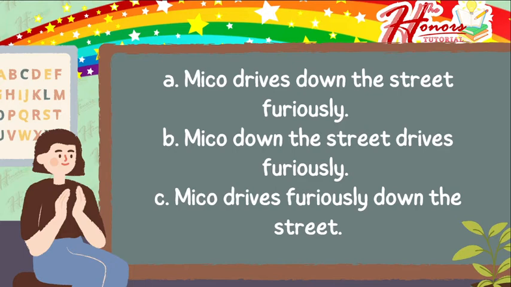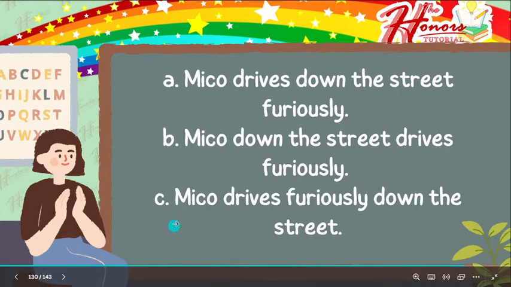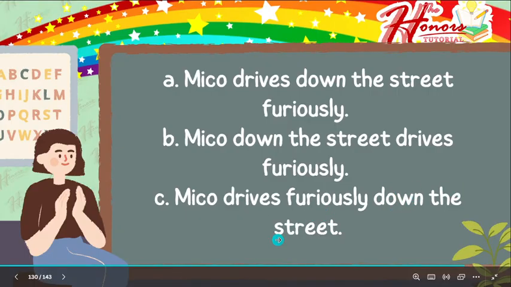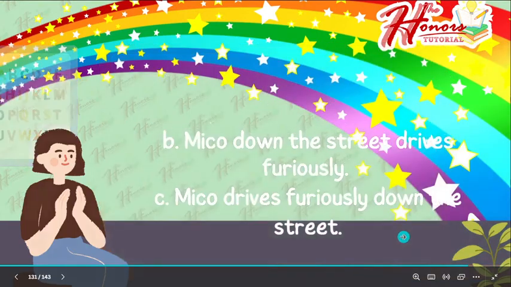Alright, the correct answer in this question is letter C. Miko drives furiously down the street. Why? So again, you need to follow the order of adverbs, MPFTP. As you can see here, the adverb of manner, which is furiously, comes before the adverb of place, which is down the street. Do you understand? Alright, second one.